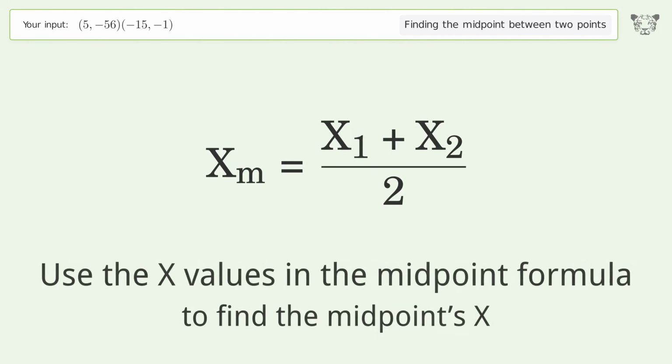Use the x values in the midpoint formula to find the midpoints x. x1 equals 5. x2 equals -15. Simplify the arithmetic.